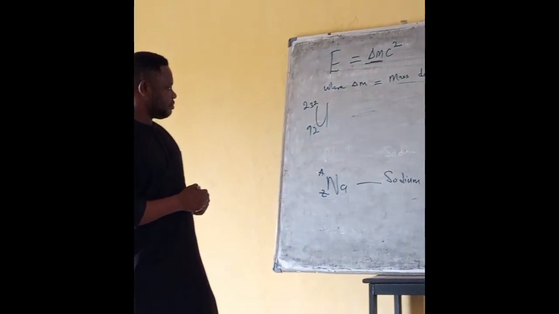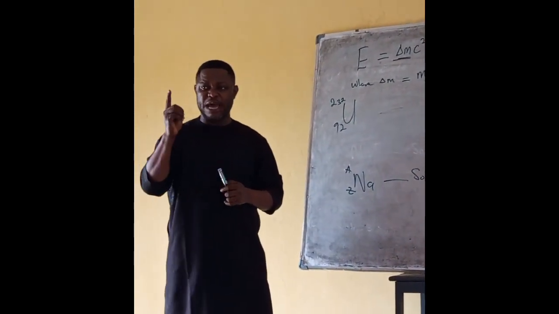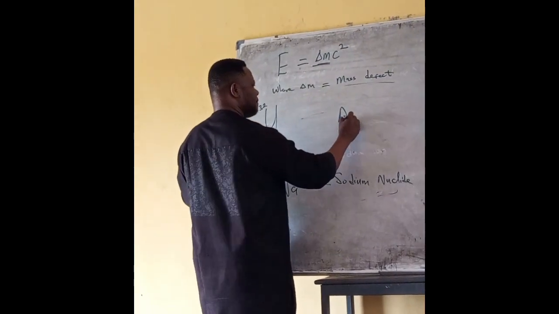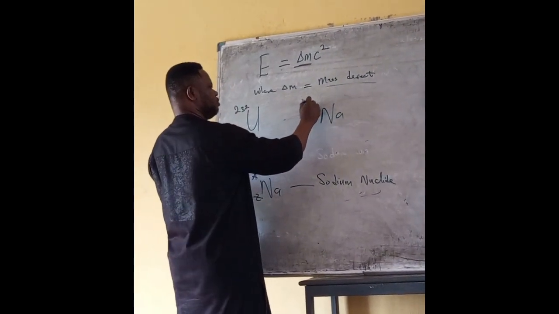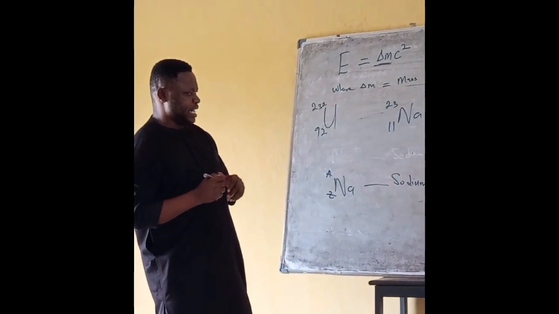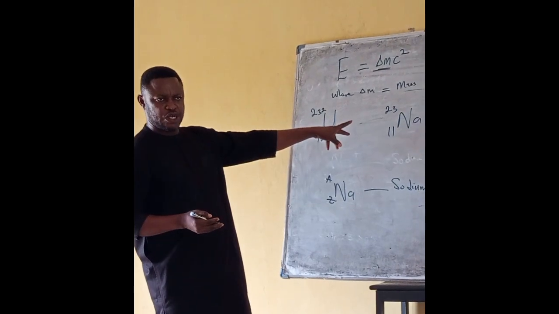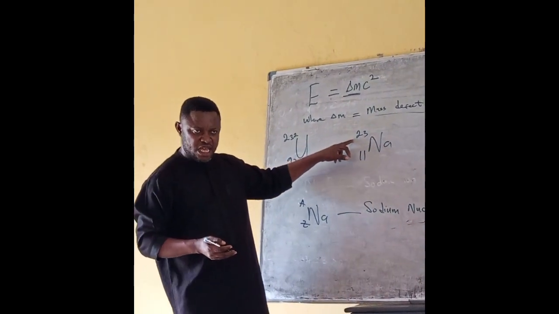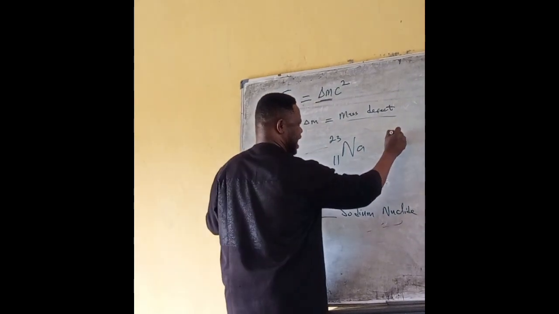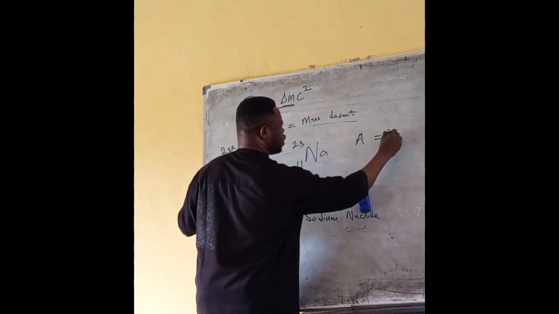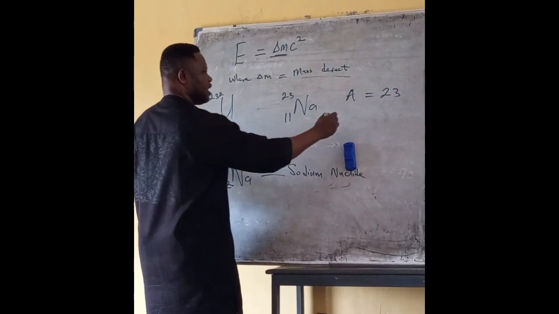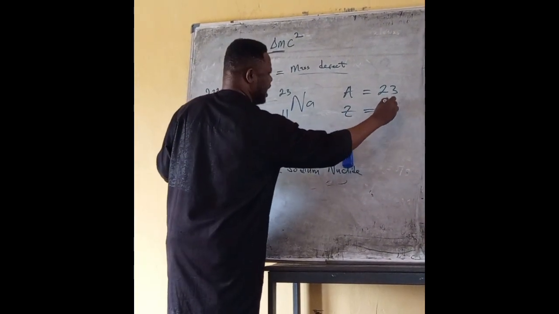Okay, let me help you out. When a nuclide is stable, it means that, for instance, if I have sodium-23 with atomic number 11, the mass number A equals 23, and the atomic number Z is 11.